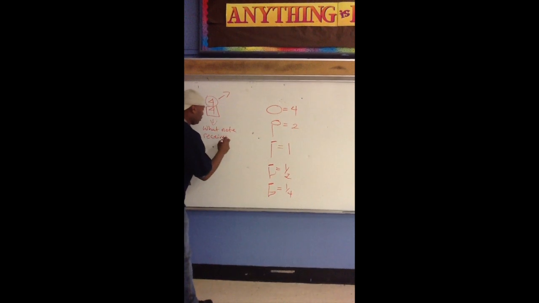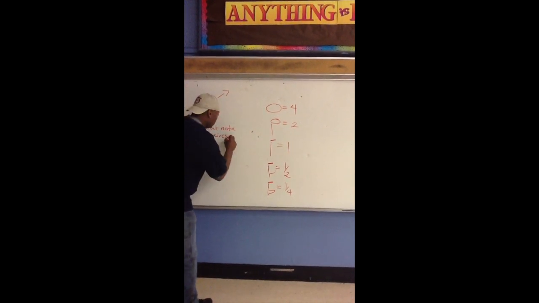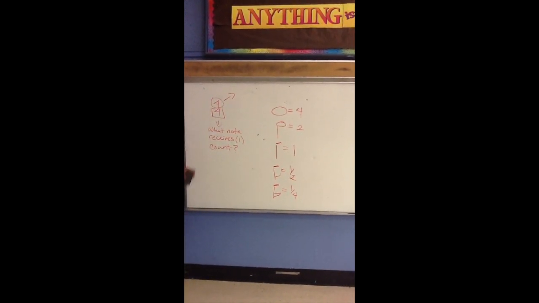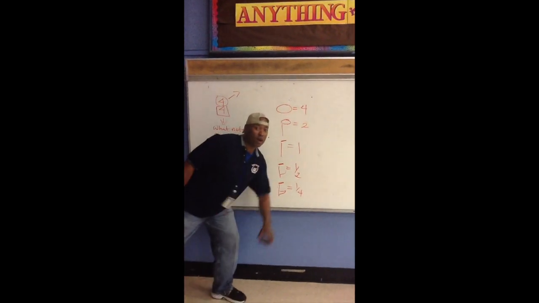receives, and I hope I spelled that right, I before E except C, receives 1 count. Forgive me, I'm tired. That is a question mark. Okay, let's make this more of a question mark. What note receives 1 count? That's the bottom note, always.